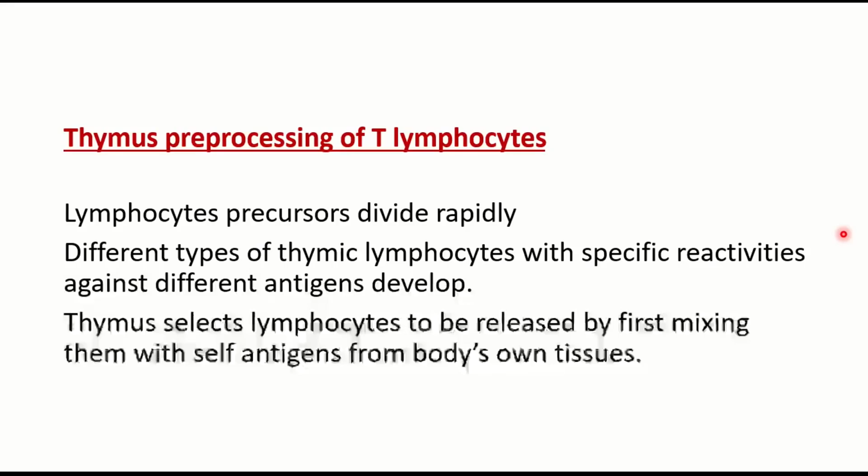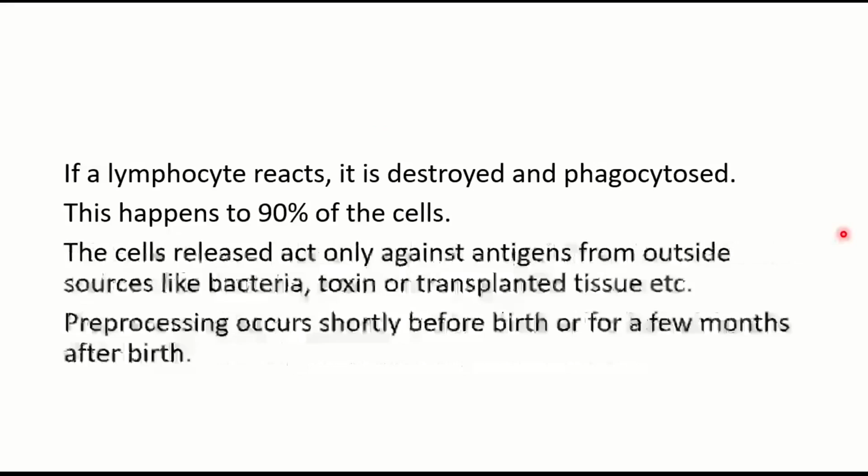This process continues until there are thousands of different types of lymphocytes with specific reactivity against thousands of different antigens. The thymus selects lymphocytes to be released by first mixing them with the self-antigens from the body's own tissue. If a lymphocyte reacts with the self-antigen, it is destroyed and phagocytosed. This happens to 90% of the cells. Only 10% of the cells are found without reacting to the self-antigen. The cells released act only against antigens from outside sources like bacteria, toxins or transplanted tissue.